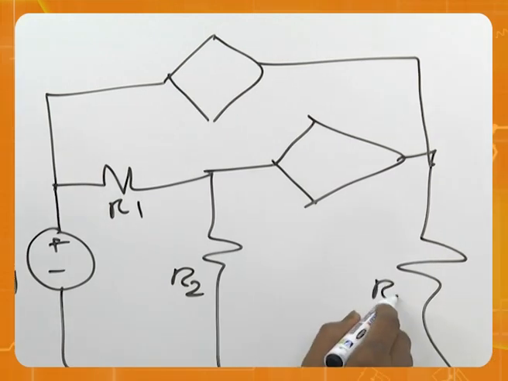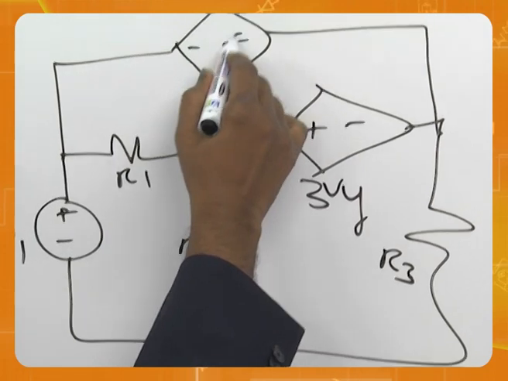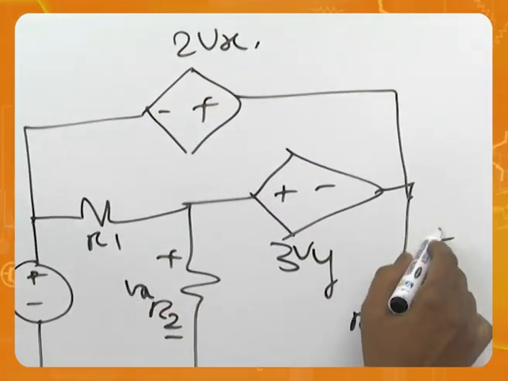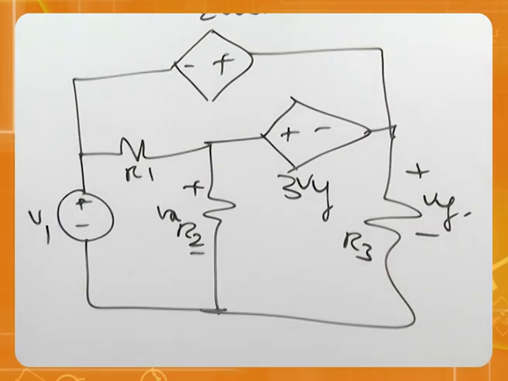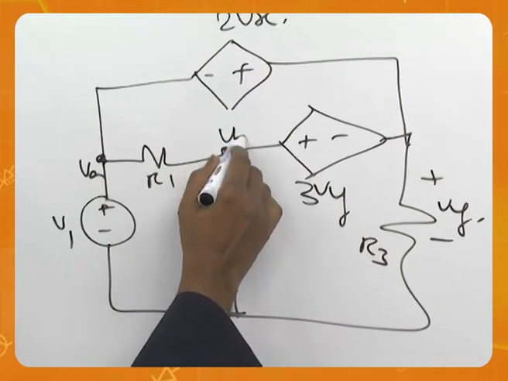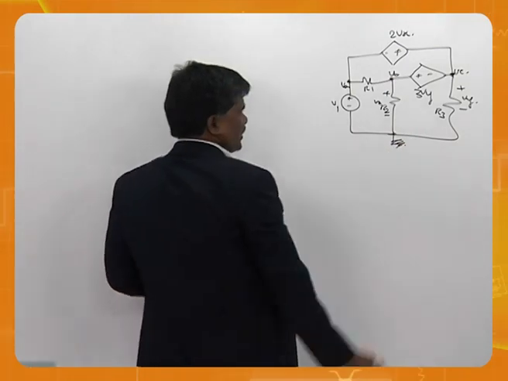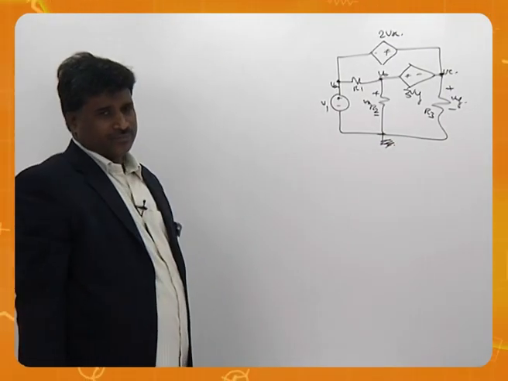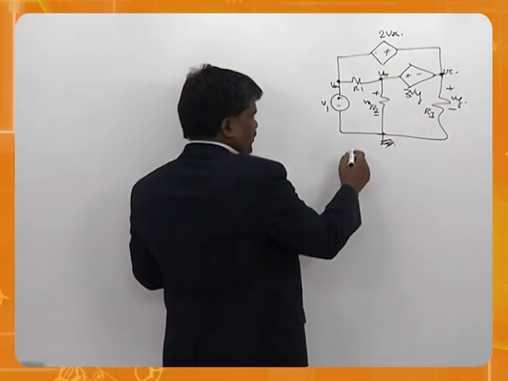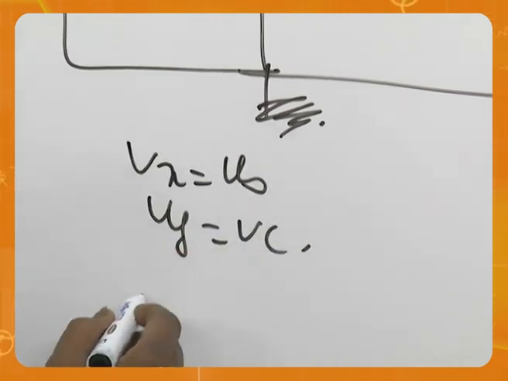R1, R2, R3, 3Vy, 2Vx, Vx, Vy. And this is VA, VB, VC, and here. So this is a problem for us. How do we deal with it? As usual, first Vx is VB, Vy is VC.